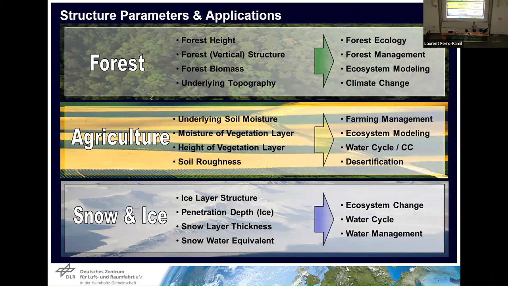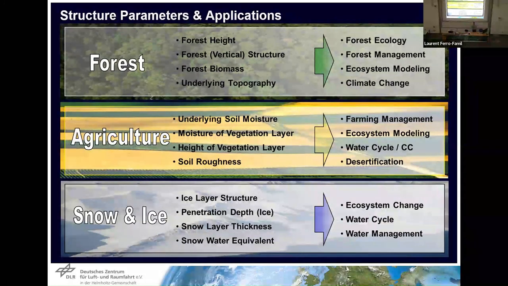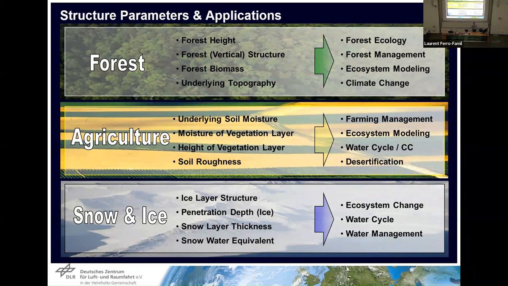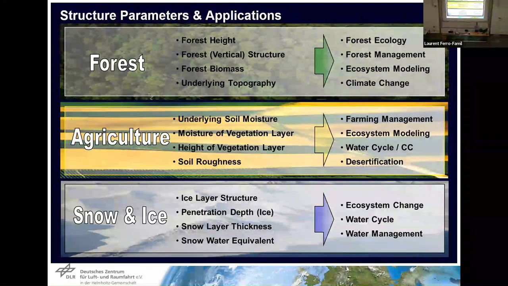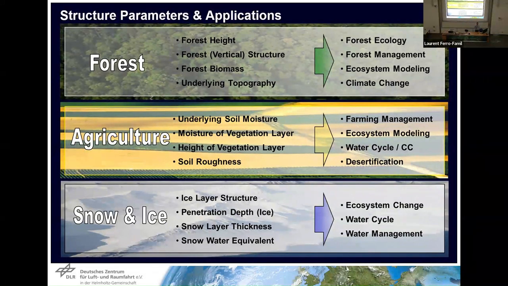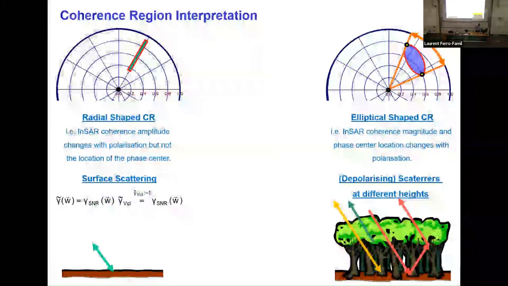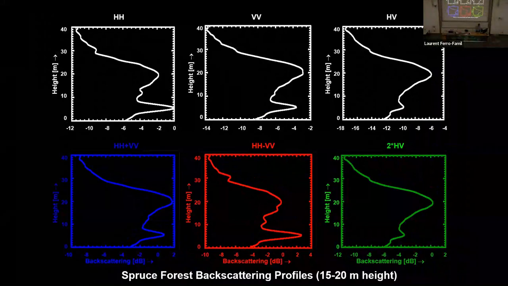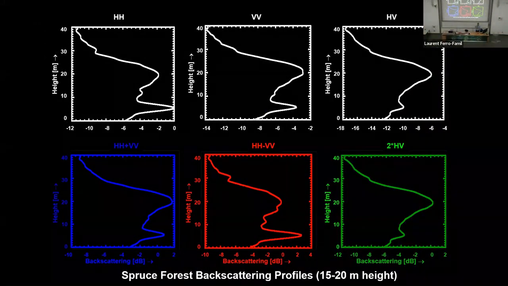Yes. Can you give us a physical example of when you have a point for the coherence region? Would that happen, for example, when you don't have them? For instance, yes. You don't have enough penetration, you see just the volume. And then in that case, you miss the ground. So this is something that you have here.